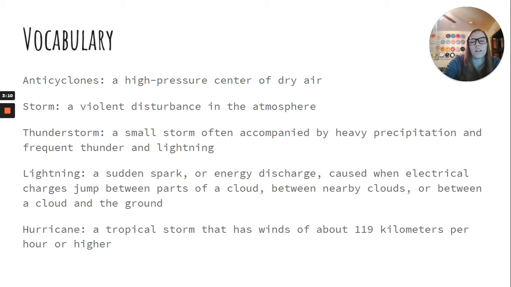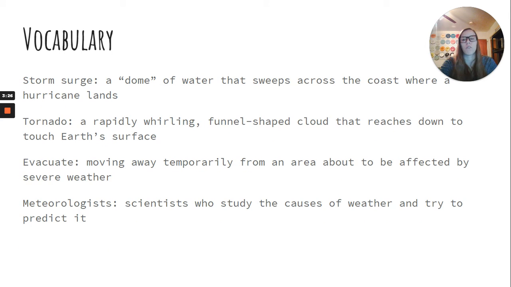Lightning is a sudden spark or energy discharge caused when electrical charges jump between parts of a cloud, between nearby clouds, or between a cloud and the ground. A hurricane is a tropical storm that has winds of about 119 kilometers per hour or higher. A storm surge is a dome of water that sweeps across the coast where a hurricane lands. Tornado is a rapidly whirling, funnel-shaped cloud that reaches down to touch Earth's surface.